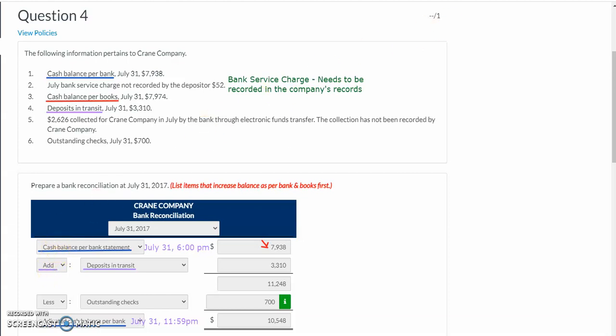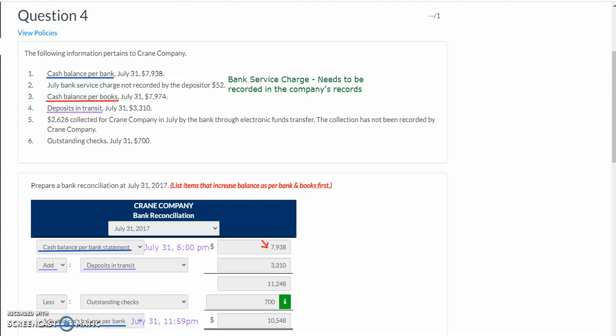Next, on number 5, we have a dollar amount that was collected for Crane Company in July by the bank by electronic funds transfer. So that means that a customer or a third party sent money electronically to the bank account. A good example of that could be bill pay, or it could be a service such as PayPal or Zelle that is used for electronic funds transfer.